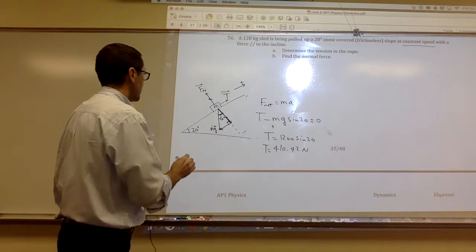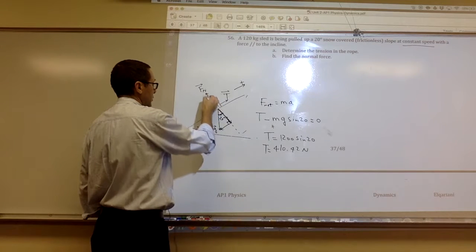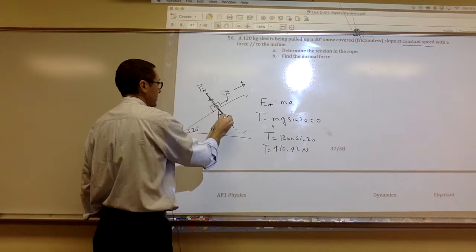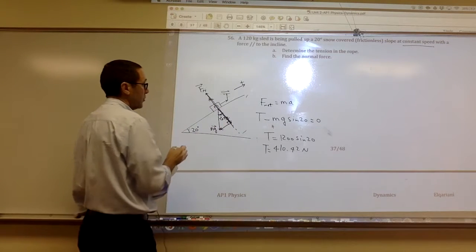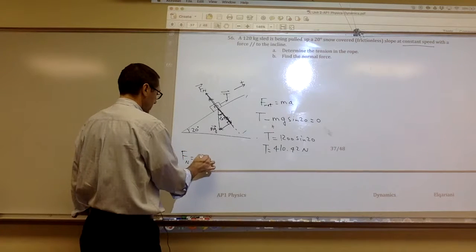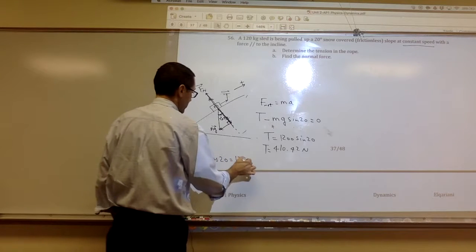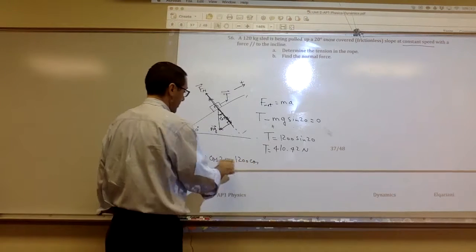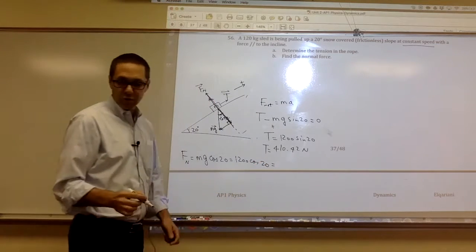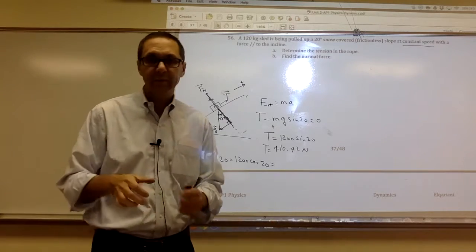Then what's the normal force? To find the normal force, you just have to go in the y direction, this direction here. So the normal force has to equal the perpendicular component of the weight. So Fn is mg cosine of 20 degrees. So that's 1200 cosine. 1200 comes from 120 times 10. Cosine of 20, and you should get 1127.63.